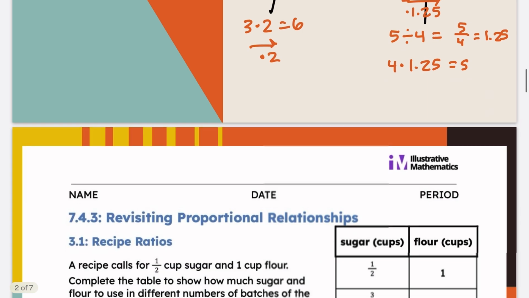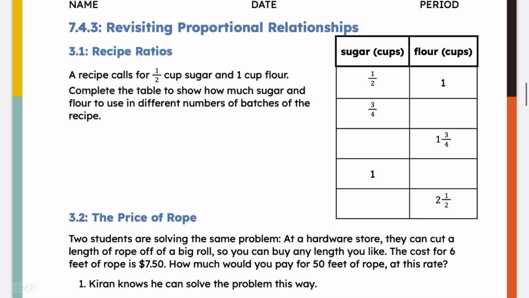Let's go ahead and get started on the lesson. We start with the table that's partially filled out. It says a recipe calls for 1/2 cup of sugar and 1 cup of flour. So I can see 1/2 cup of sugar and 1 cup of flour already listed in the table. Our job is to complete the table to show how much sugar and flour to use when I make different amounts of batches. So what if I only am using 3/4 cup of sugar? How much flour am I going to need? Or what if I'm using 1 3/4 cups of flour? How much sugar am I going to need?